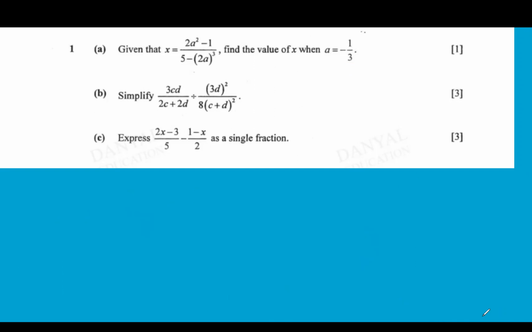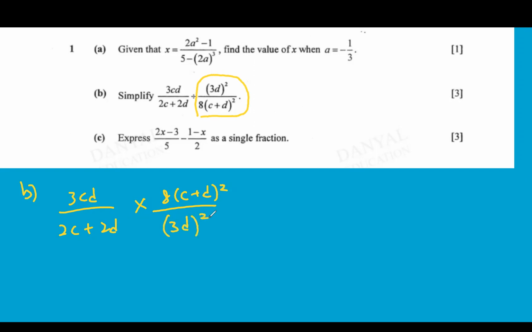So we're going to do B now. As I have no space, I'm going to erase whatever I have done for 1A. So we have 3CD over 2C plus 2D. And then we have divide. Normally when we have divide, please note that I will change it to times and I will flip the fraction behind. So I will have 8C plus D square here, and then after that, I'll have 3D square here.